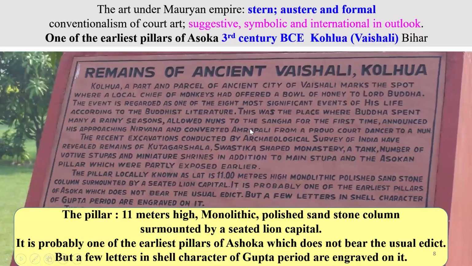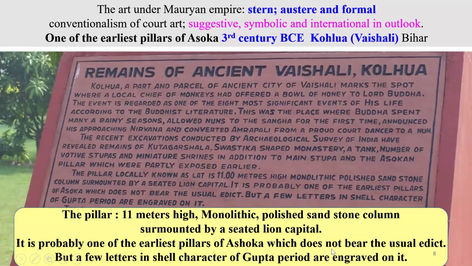Then this is one of the first ones I've taken. Incidentally, I've only covered monuments which I've visited, so the photographs are mostly my own, except where, like the Ganesha, it is from the British Museum. So this is from Kolua, whose old name was Vaishali, and this is 3rd century BC. This is one of the earliest pillars of Ashoka. It's 11 meters high, monolithic, with polished Chunar sandstone, and it has a seated lion capital.